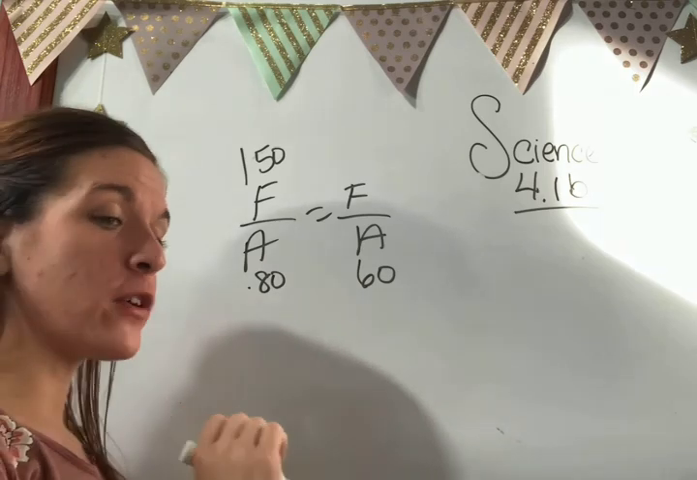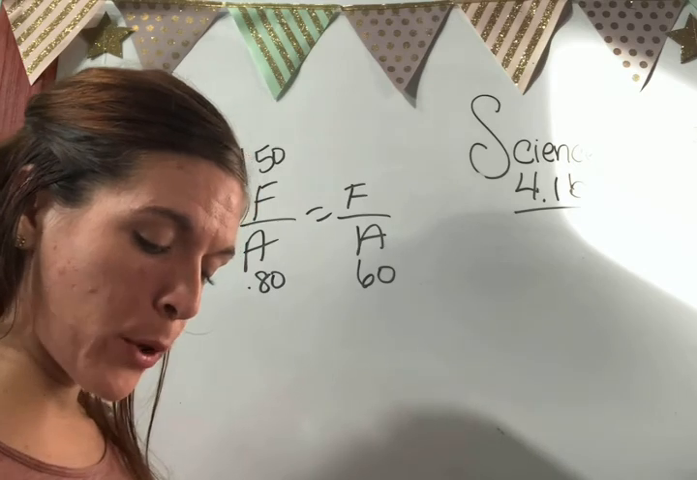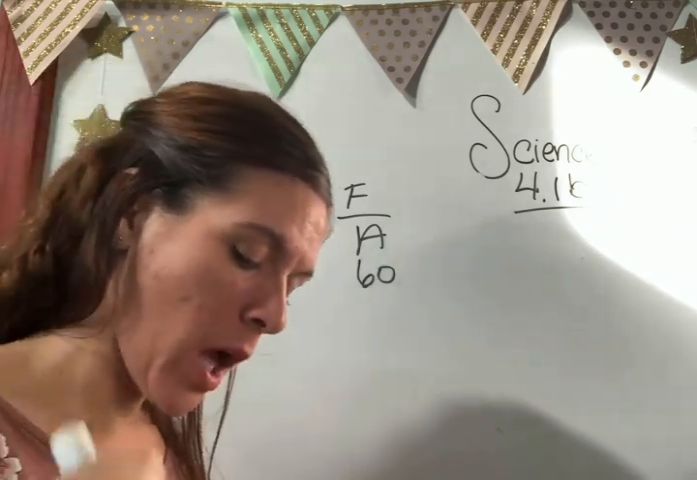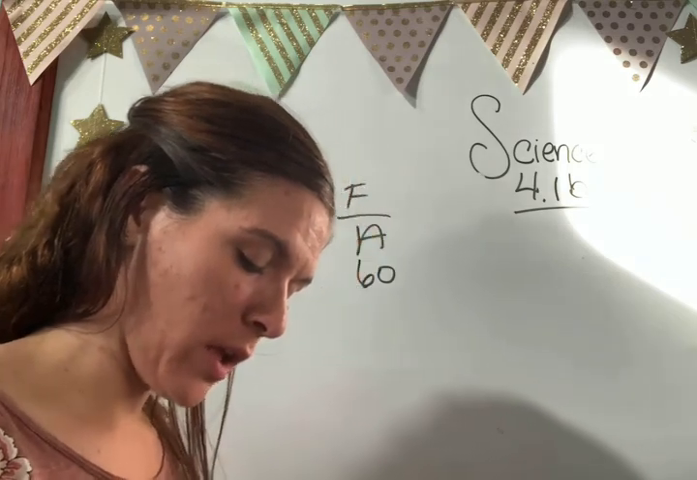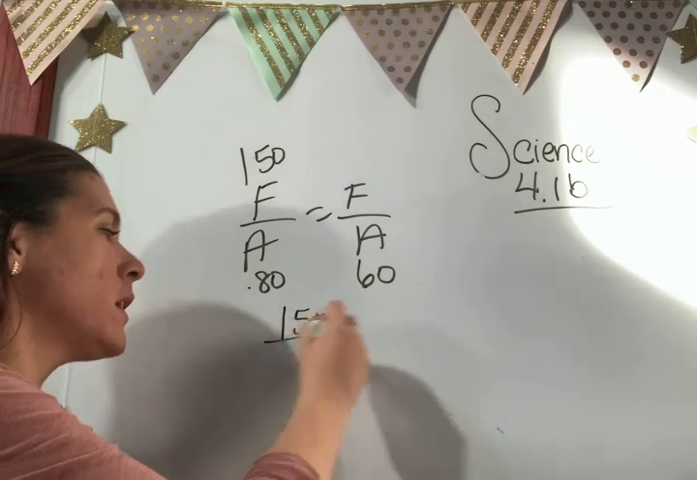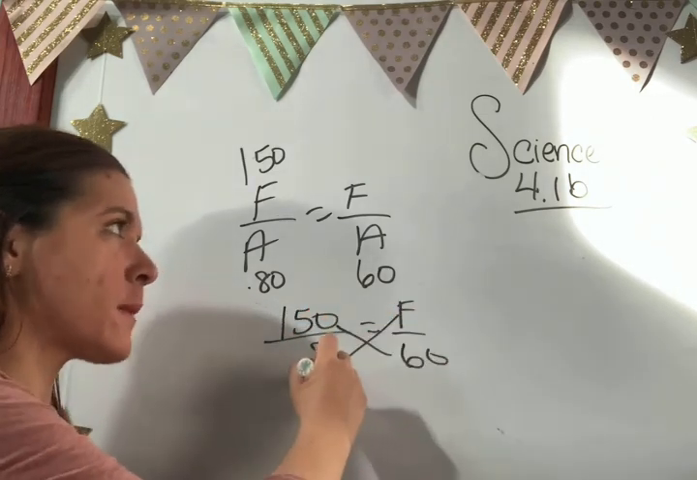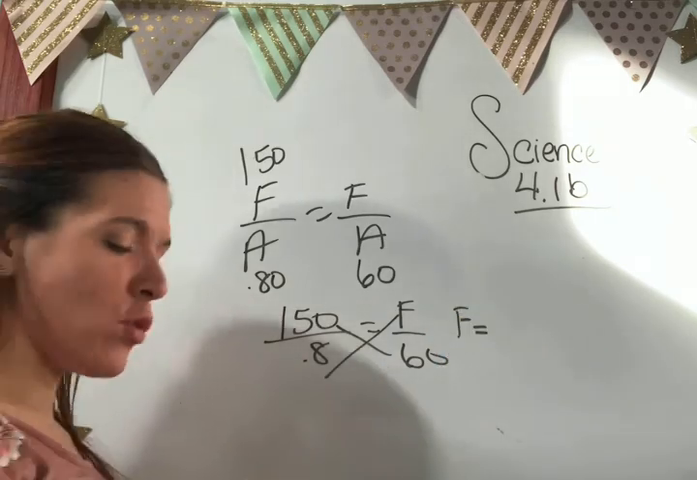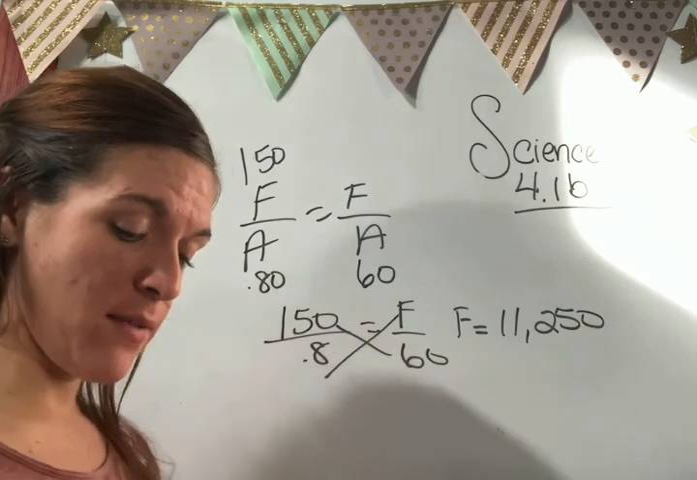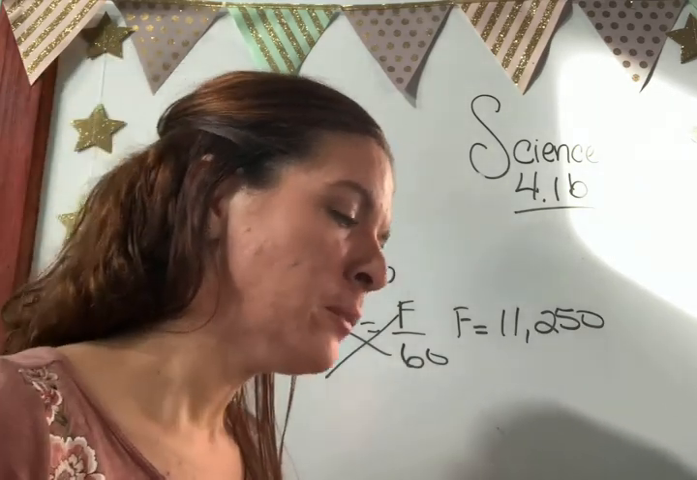Okay, so let's do that one first, and then if the input distance is 12, what is the output distance? And that's where we have to refer to the information above to get that, I believe. Okay, so here we go. We have 150 over 0.8 equals F over 60. Crisscross and multiply, and your F is going to be 11,250, which is a very weird F, but nonetheless, that is what it is.